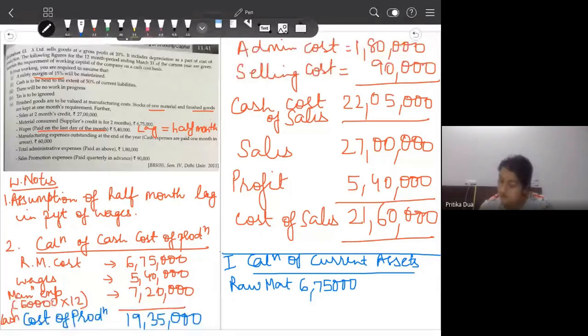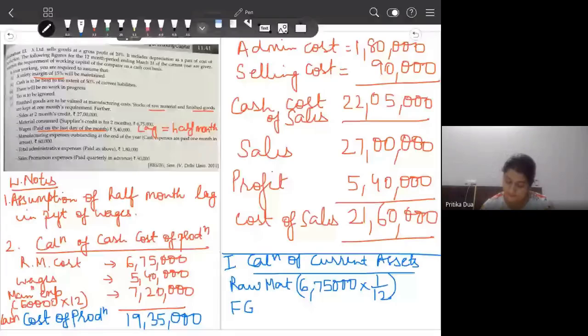So raw materials are kept on 1 month basis. There is no work in progress. Finished goods will be valued at cash cost of production.